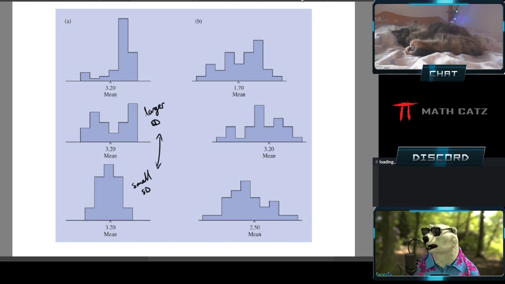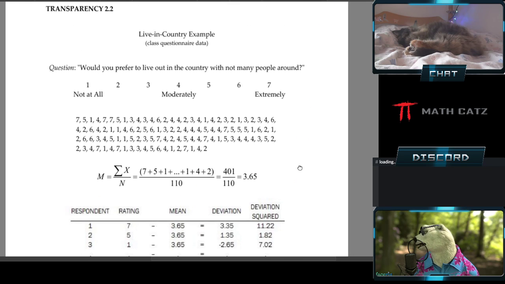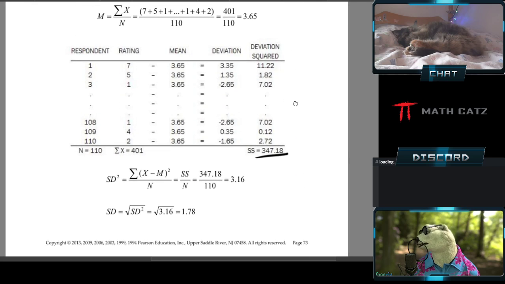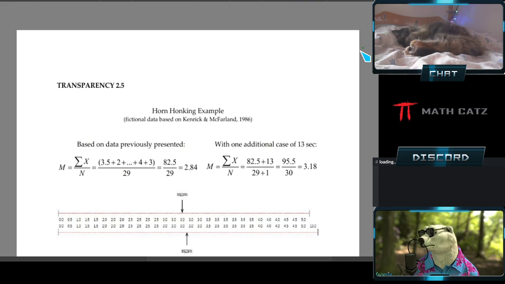Let me just see if I've covered all the slides. We've done that. We can go back to our live-in country example, where calculating the standard deviation is just a very small step from the variance, because the standard deviation is just a more convenient version of the variance. They are saying the exact same thing in terms of what they're measuring. So I just take the square root, and the standard deviation is 1.78. What does that mean? I can't really say much at this stage, but we will.